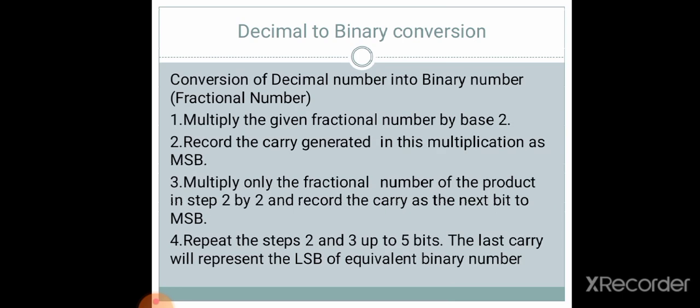Now the conversion of decimal number into binary number for fractional number, we have seen in previous lecture what is a fractional number. There is one radix point. Before radix point the part of number is called as an integer, and after radix point the part of number is called as a fractional number. So for fractional number we have to multiply with base 2, because again we are converting the decimal number into binary. So we have to convert fractional number into binary. For that we have to multiply the given number by 2.